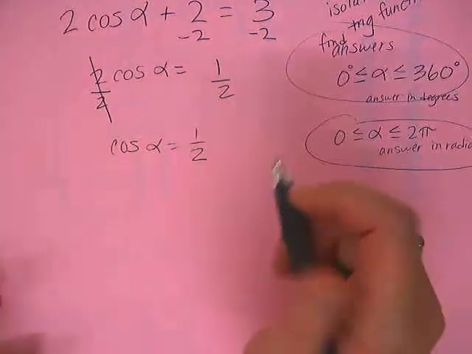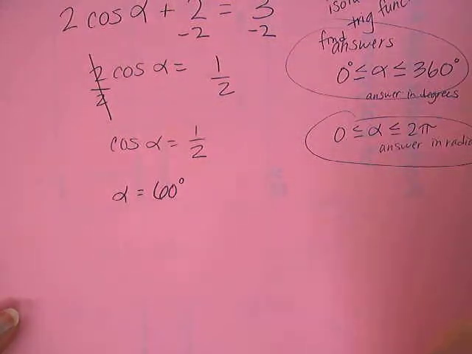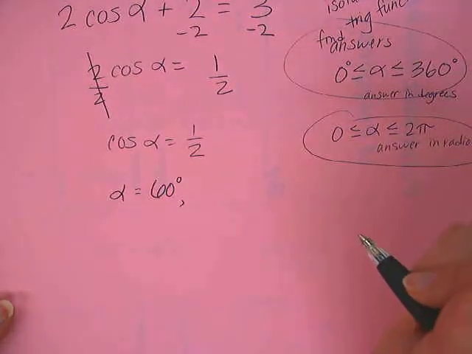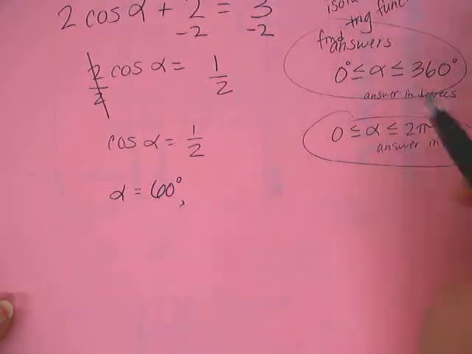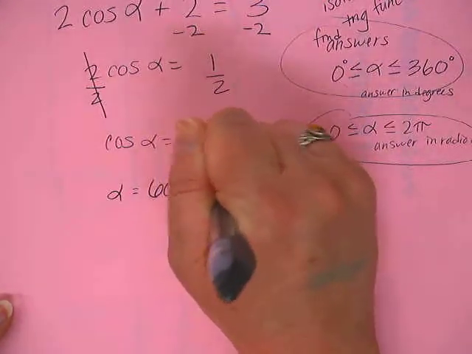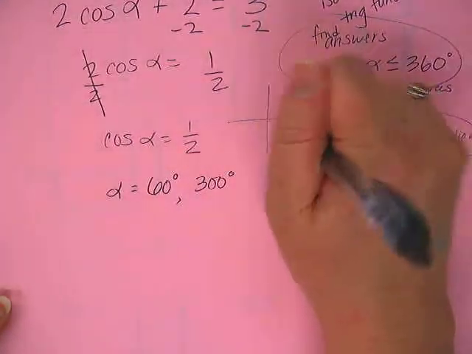So cosine, I think we already solved this today. Where is cosine equal to 1/2? 60 degrees. Where else? No, because that one would be negative. We want our answers from 0 to 360. So 300. I heard someone say it.